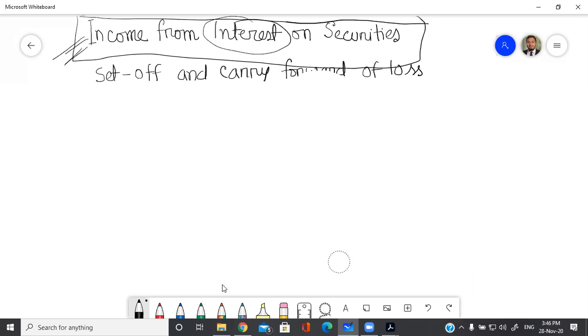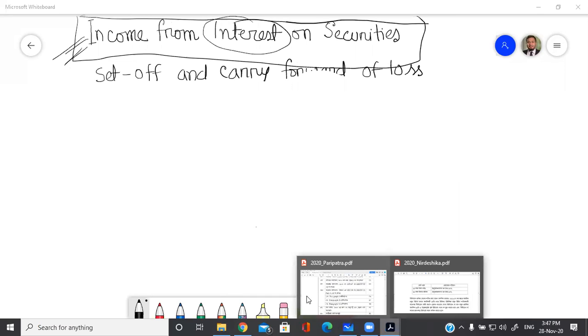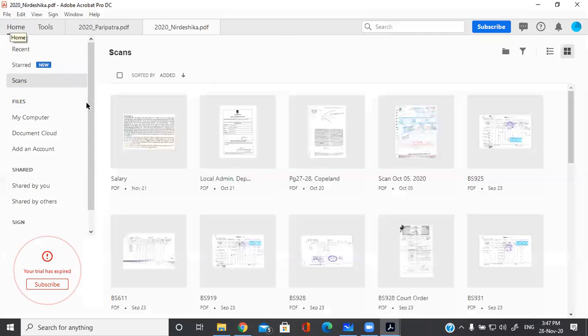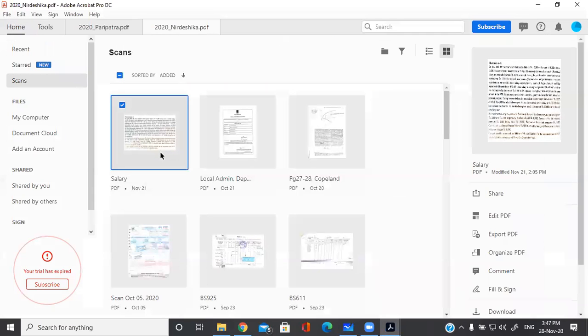So remember the grossing up of the interest income of those securities on which TDS is applicable. Always note the total income, not the net income after tax. Always include the before-tax amount when you calculate the tax. Okay, so let me show you a problem so that you have an idea what kind of rule will be applicable for us.